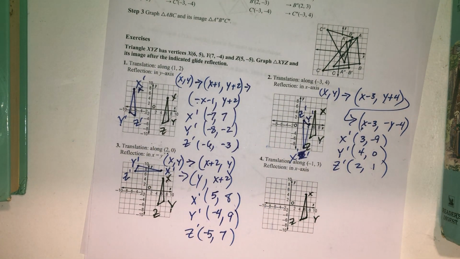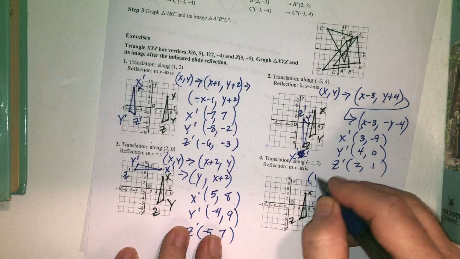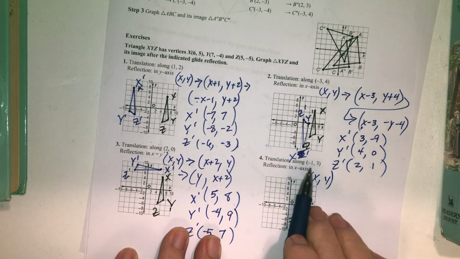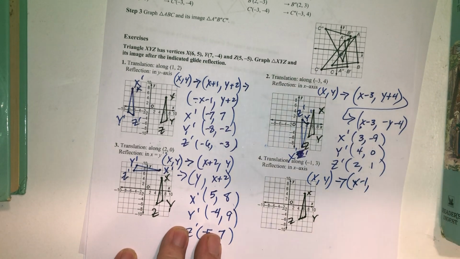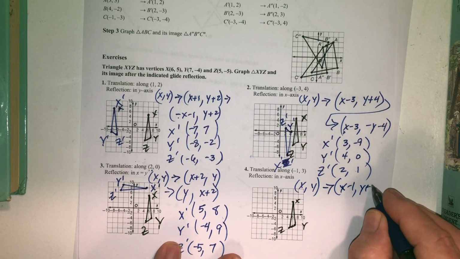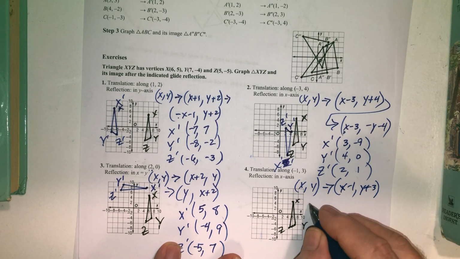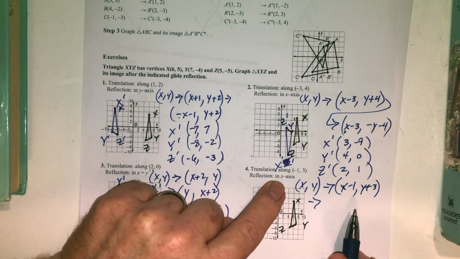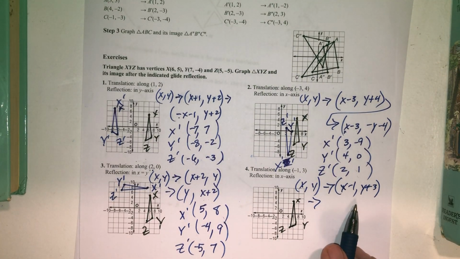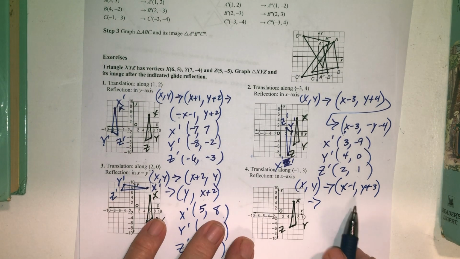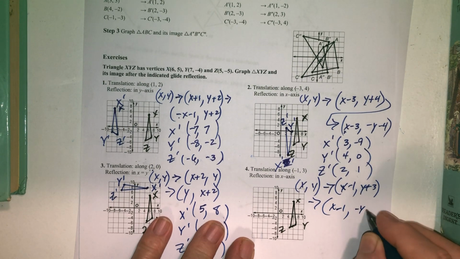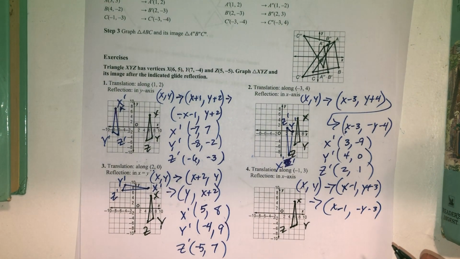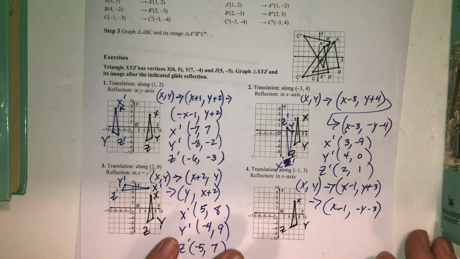Okay, now we'll write the composition rule. The rule would say that if you moved along this translation vector, you would get x minus 1 for the x coordinate and y plus 3 for the y coordinate. And then if you reflect in the x-axis, once again, the sign of the y-coordinate changes, but the x-coordinate stays the same, and that would be -y minus 3. Okay, so there's your rule for the composition of transformations and how we got it.